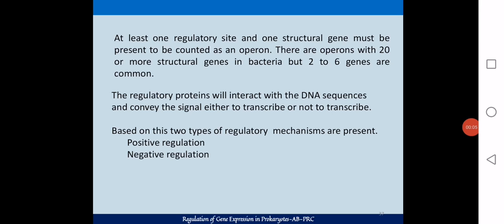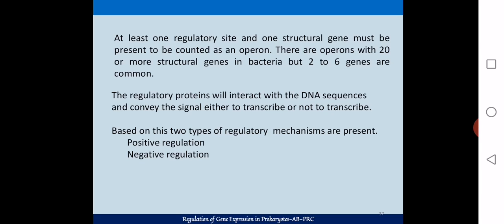So we'll continue with the presentation on regulation of gene expression in prokaryotes. We have seen that simply an operon consists of structural genes and regulatory genes. There are regulatory proteins which interact with the regulatory sites. The regulatory proteins can interact with the DNA, that means with the regulatory sequences, and this binding will convey a signal, and this signal will be either a positive signal or a negative signal.